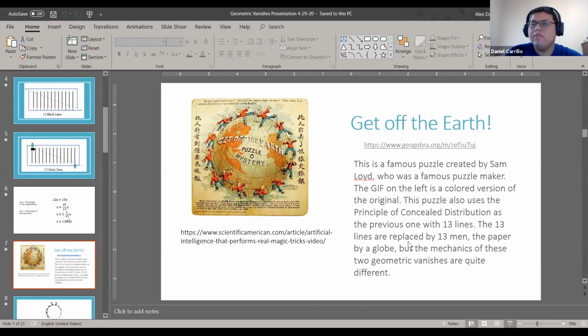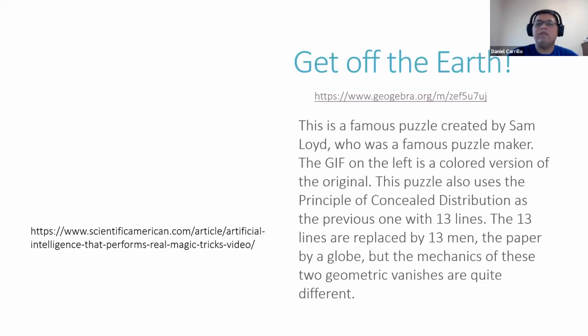So as I mentioned before, the Get Off the Earth puzzle is similar to the one with the 13 lines. This means that the reason why one of the men vanished was because of the principle of concealed distribution.